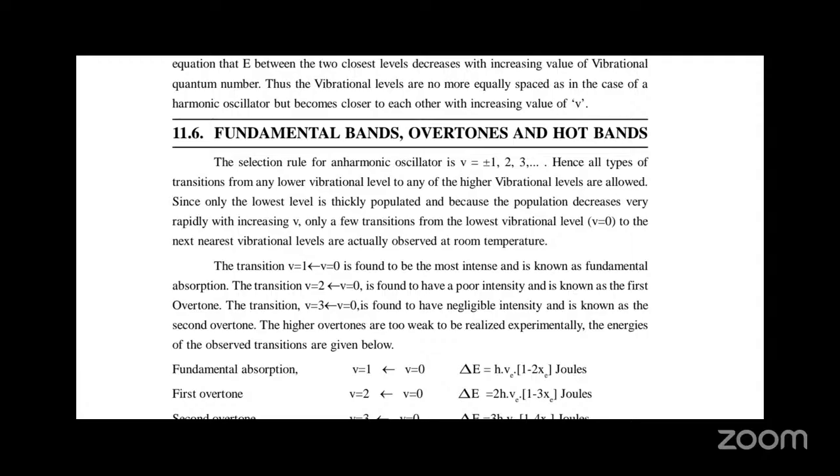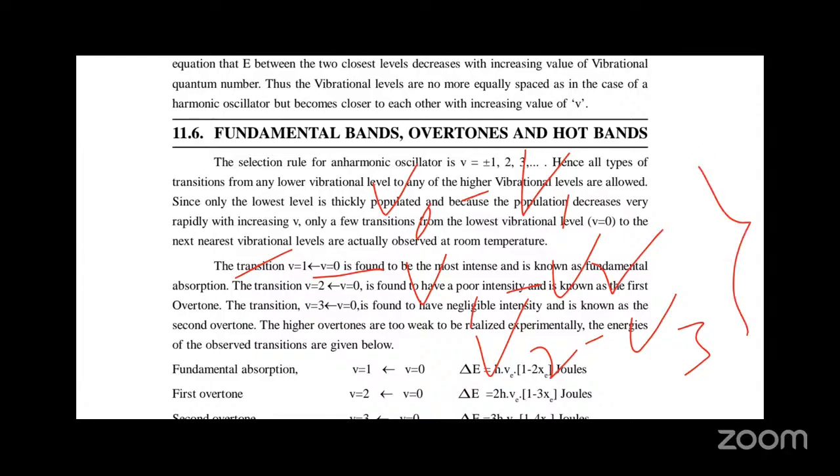So here the V naught to V1 transition is allowed. The fundamental transitions are V naught to V1, V1 to V2, V2 to V3. So these are the fundamental bands here.